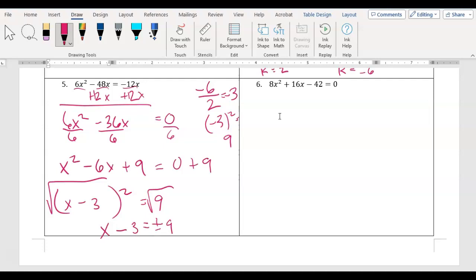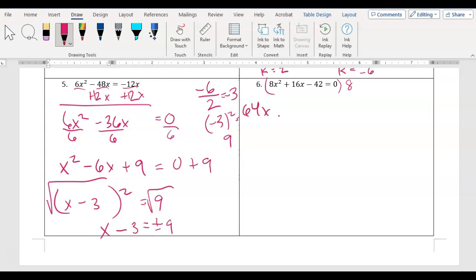All right, so looking at number 6, notice that not all of them are divisible by 8. 16 is divisible by 8, but 42 is not divisible by 8. So you can multiply by 8 to make this 64 if you so choose. However, you can also divide this by 2, just to make it a little bit smaller if you wanted to. We're going to go ahead and just multiply everything by 8.